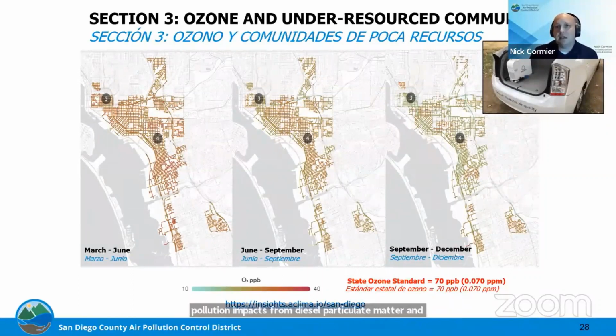This is why APCD and other local agencies are working to improve the quality of life in these areas and other under-resourced communities. Next slide, please.